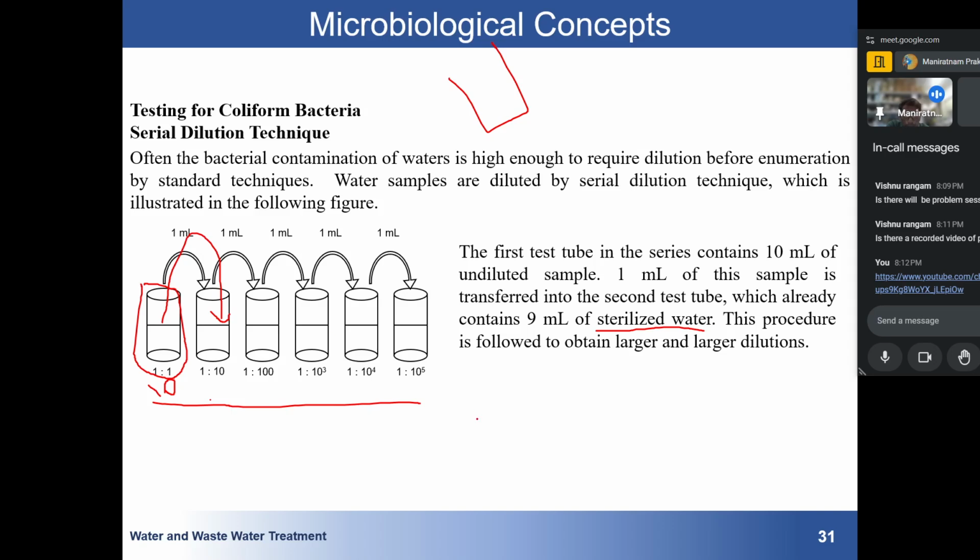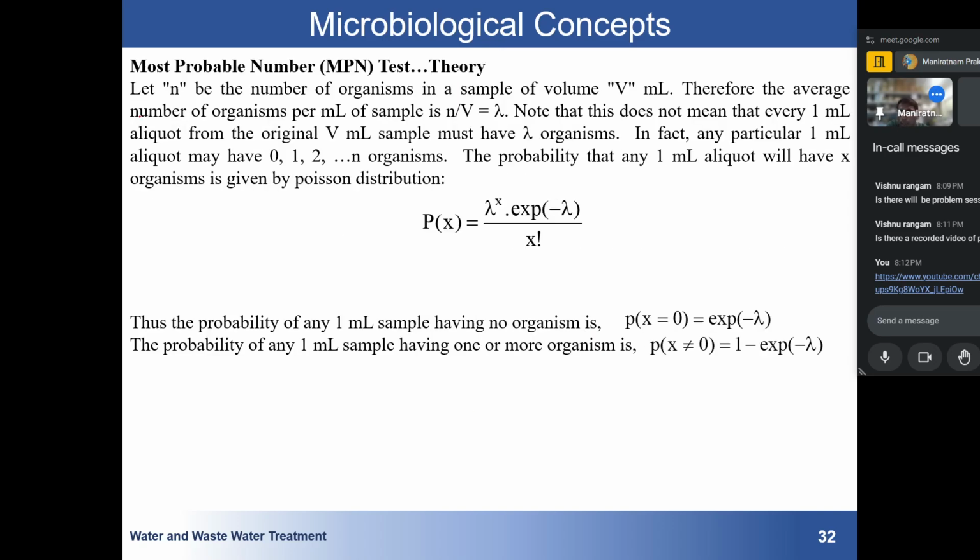When we look at the formula, we will go through it. The most probable number theory says: let n be the number of organisms in a sample of volume v. Now suppose our volume was 10 ml. The number of organisms in that sample is n. Therefore, the average number of organisms per sample is n by v. So how many organisms per ml are there? n by v. Obviously, if there are 100 organisms in 100 ml, then per ml there will be one organism.